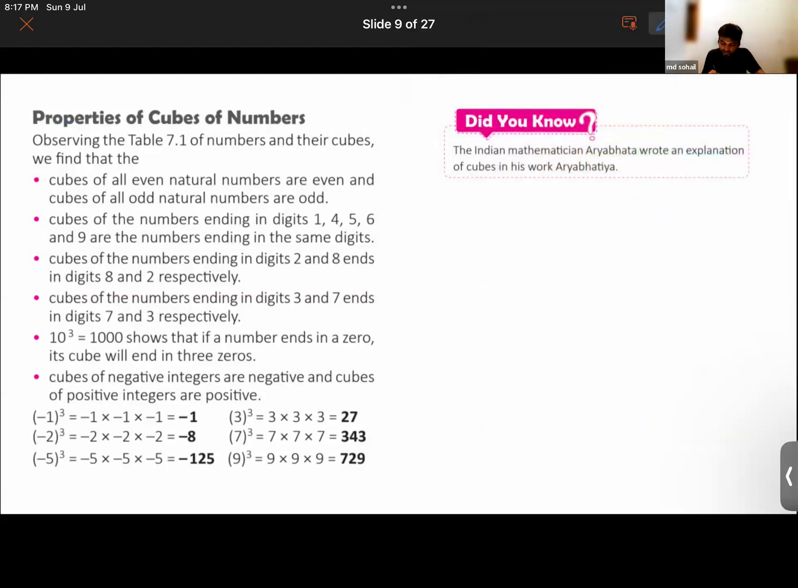Now, see property number 4 here. It says that cubes of the numbers which end in digit 3. So let's take a number which ends in 3, for example, the number 3 itself. And another number which ends in 7. Let's take 7 and find out their cubes. So that is 27 and that is 343.